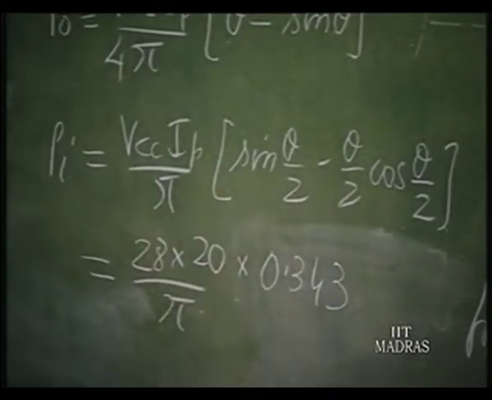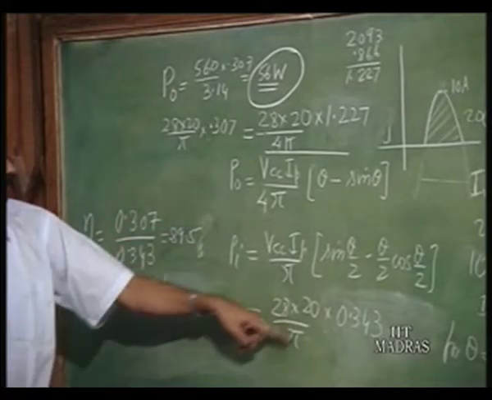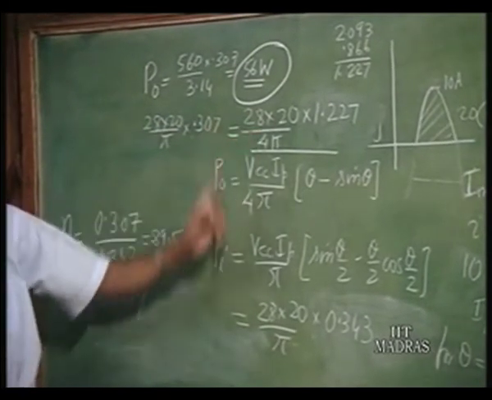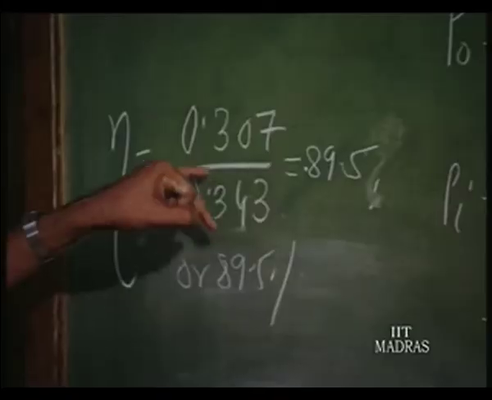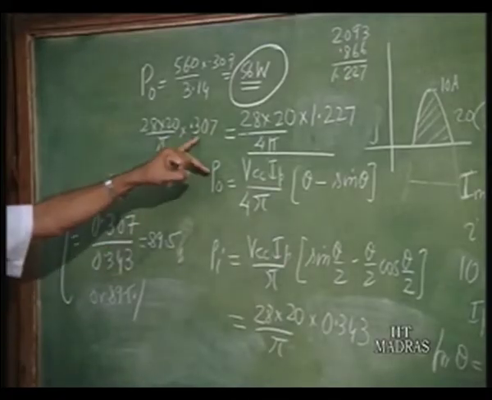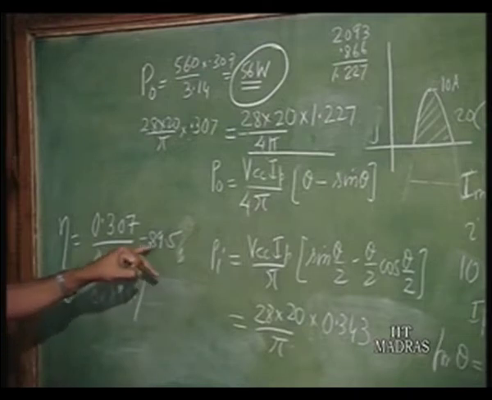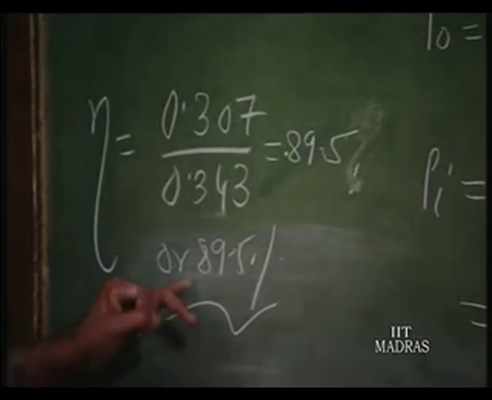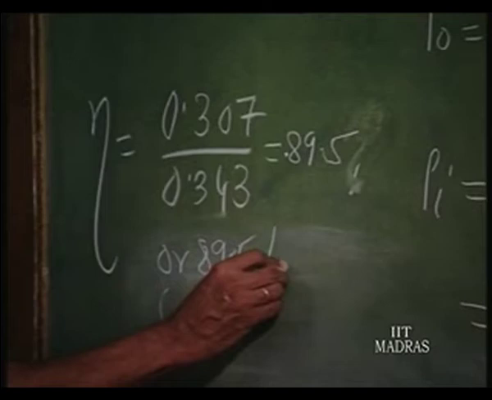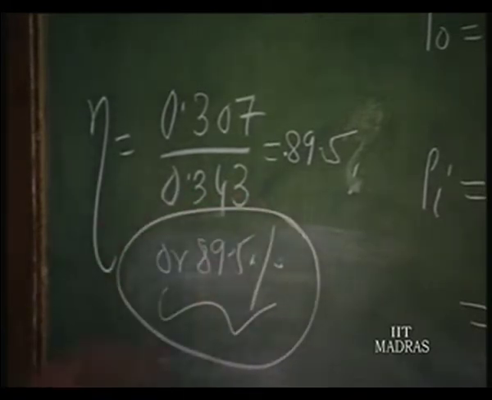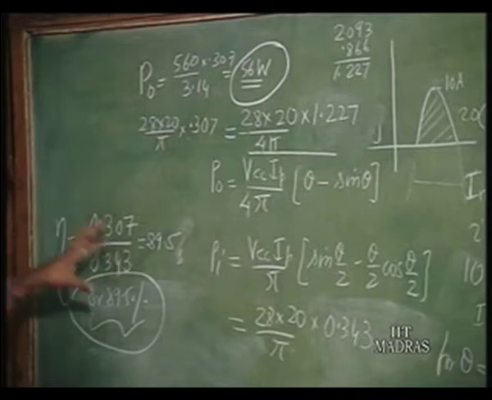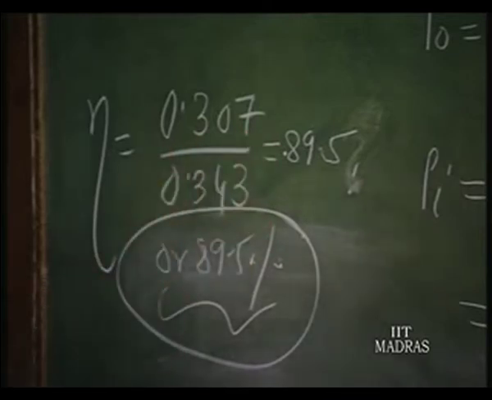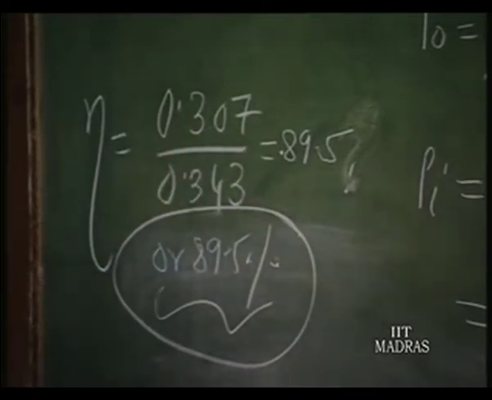So, if you now take the ratio, efficiency, okay, this being common in these two, output power by input power, these will get cancelled, you will get 0.307 divided by 0.343, which is about 0.895, or efficiency is almost nearly 90%, 89.5%. This is the other answer. In the design, output power is 56 watts, efficiency is nearly 90%, that is 10% of the power is only wasted in the device. Okay.